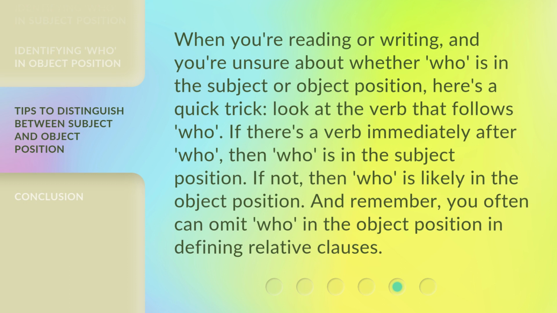When you're reading or writing, and you're unsure about whether who is in the subject or object position, here's a quick trick. Look at the verb that follows who. If there's a verb immediately after who, then who is in the subject position. If not, then who is likely in the object position. And remember, you often can omit who in the object position in defining relative clauses.